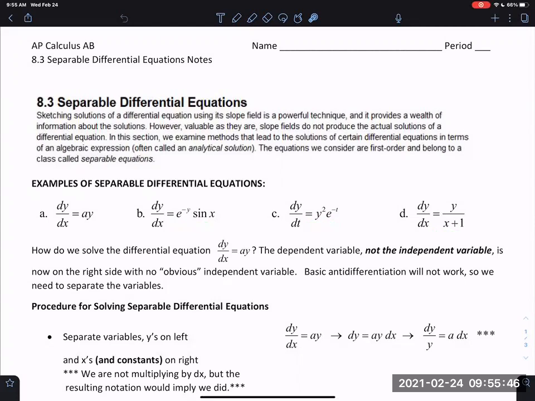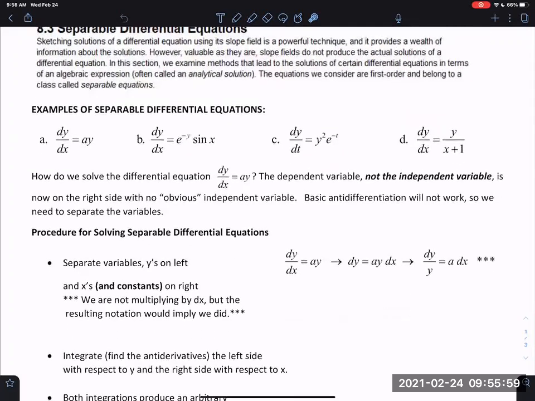Okay. So part A, or the first one in A, dy/dx equals ay. A is a constant. This one only has the y variable in it. We're going to start basic and move our way through a few more complicated problems. How do we solve the differential equation dy/dx equals ay? The dependent variable, not the independent variable, is now on the right side with no obvious independent variable to be found. Just as a recap, y being the dependent, x being the independent, okay? Basic anti-differentiation will not work, so we need to separate the variables.